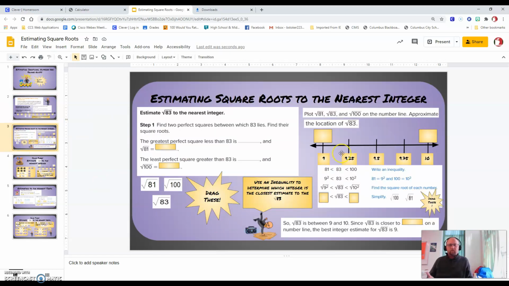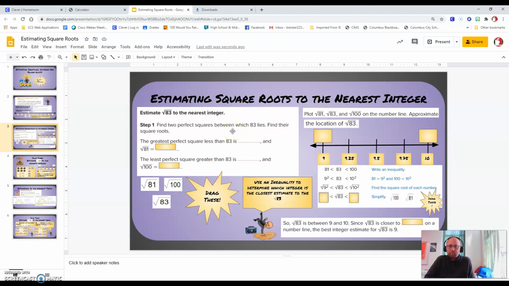So let's look at another one. We're going to estimate the square root of 83 to the nearest integer, the number that's nearest 83 without having any decimals, all right? So I need to find what two perfect squares 83 sits between, and then I'm going to find their square roots, all right?